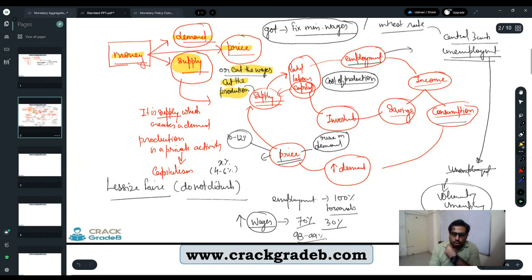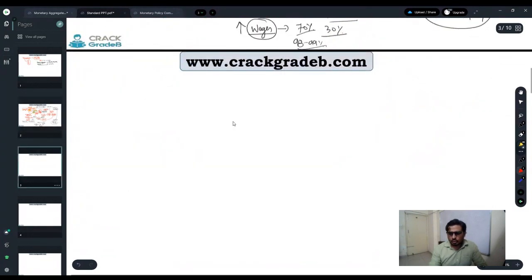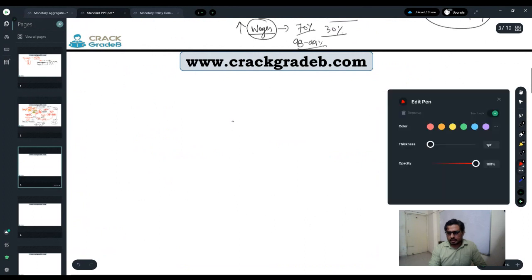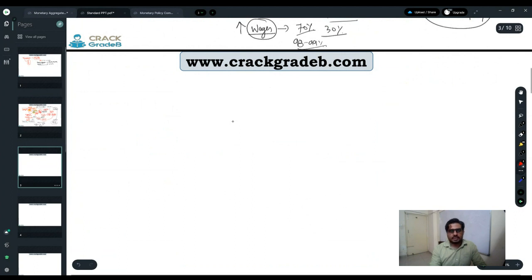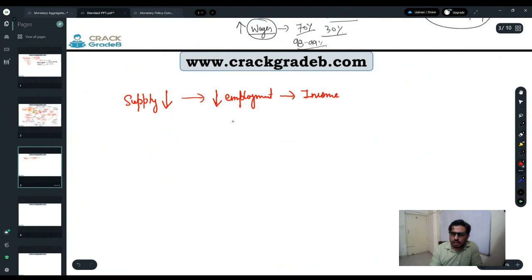And when you exercise this option of cutting the production, it is going to create a spiral effect. Means what effect is going to be there? If they are going to cut the production, this decrease in the production, supply is going to decrease, right? Production or supply is going to decrease, and this decrease in the production will cause a decrease in employment, and this decrease in employment will further cause a decrease in income.